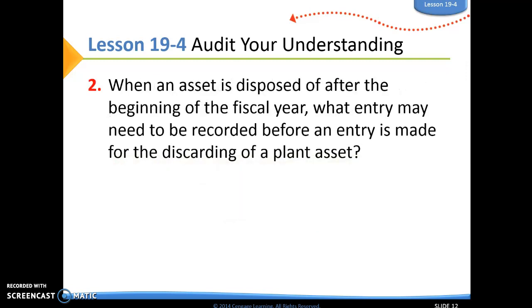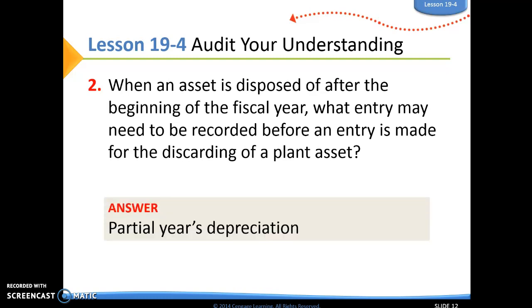Number 2, when an asset is disposed of after the beginning of the fiscal year, what entry may need to be recorded before an entry is made for the discarding of a plant asset? We need to record the partial year's depreciation. Remember, we don't record depreciation until the end of the year. So before we sell it, we need to record the depreciation for as long as we've owned it.